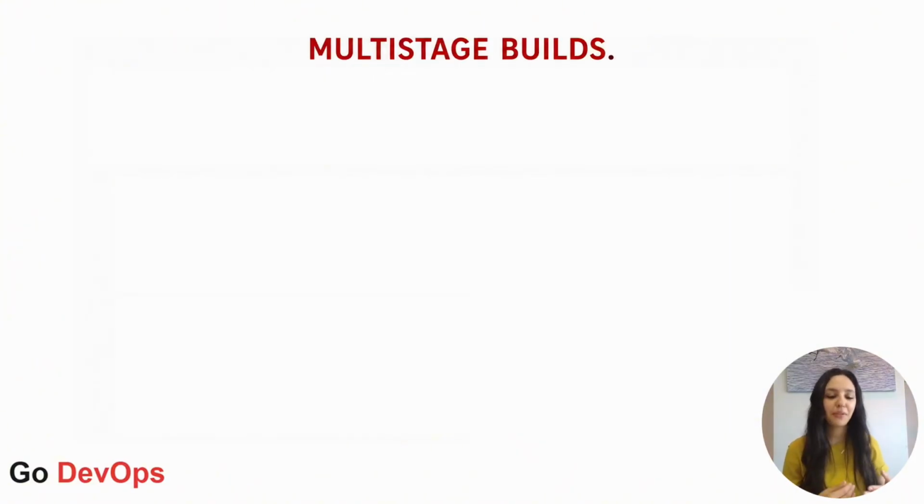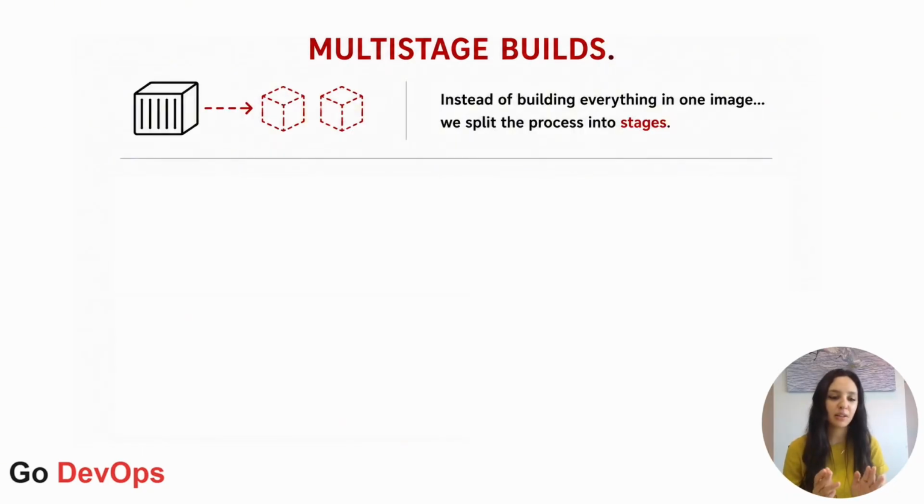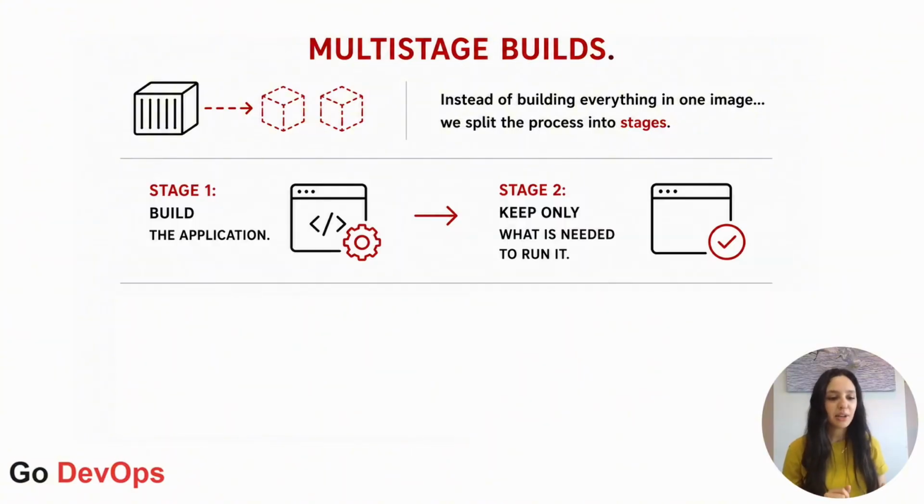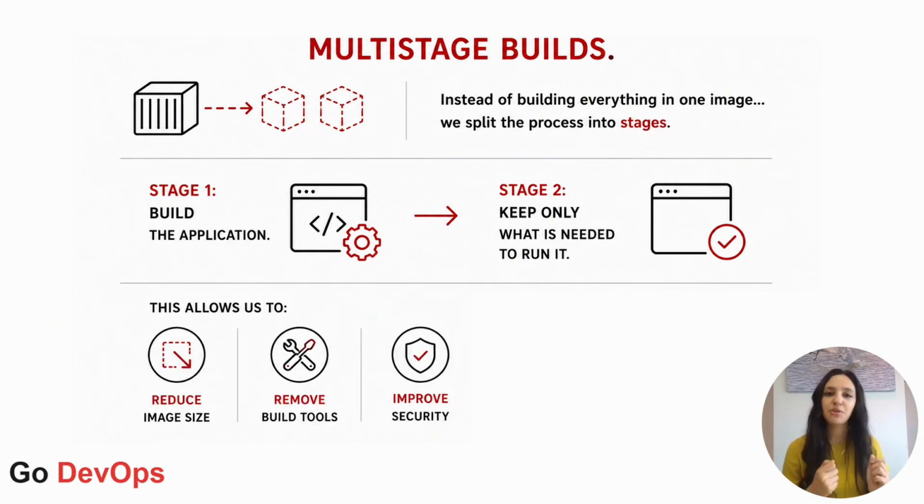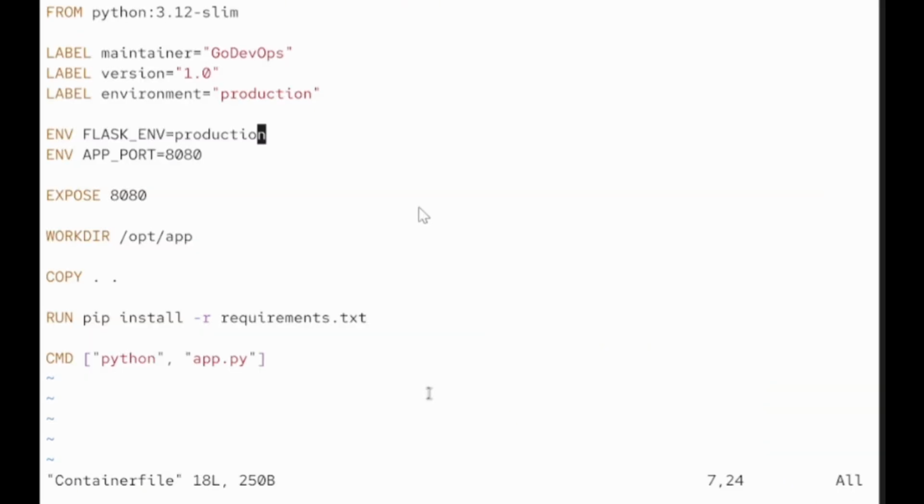Finally, we have multi-stage builds. Instead of building everything in one image, we split the process into stages. Stage 1 builds the application, and stage 2 keeps only what is needed to run it. And this allows us to reduce the image size, remove build tools, and improve security. We will not go too deep here, but you will already see the patterns in the lab. Now let's build our most advanced container file so far.